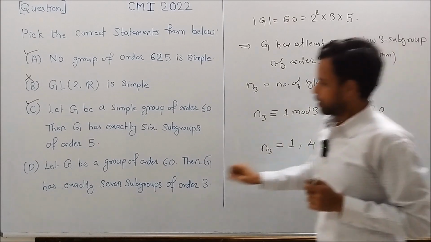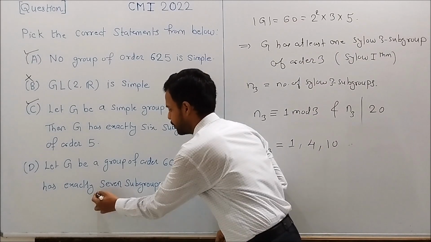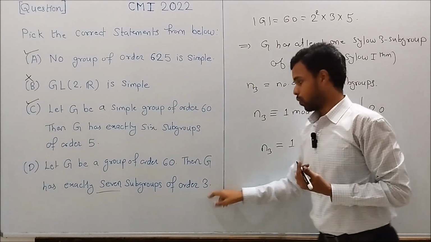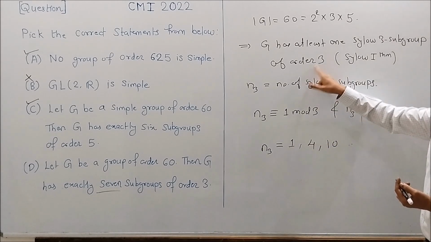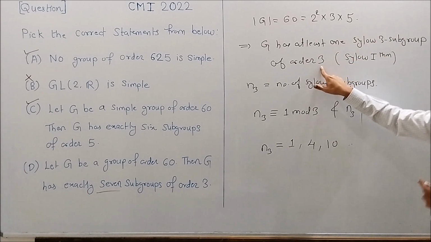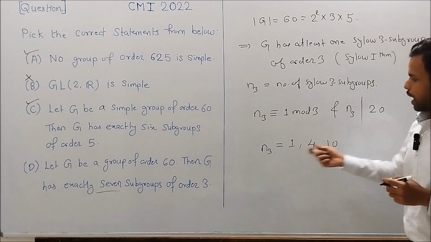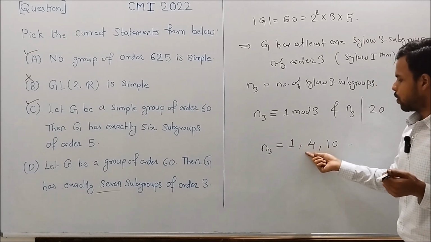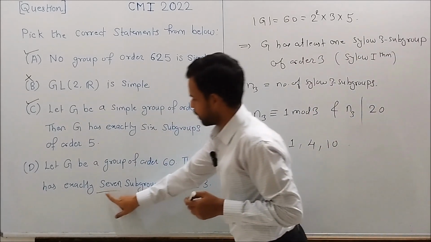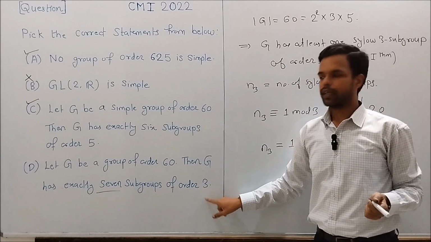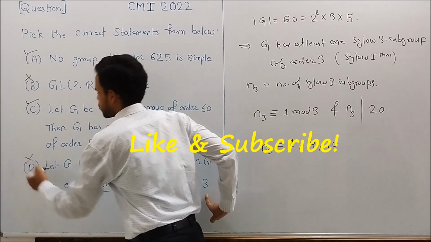So the statement in D states that G has exactly 7 subgroups of order 3. No, because n3 can be 1, 4 or 10. Each Sylow 3-subgroup has order 3. So G has either one subgroup of order 3, or 4 subgroups of order 3, or 10 subgroups of order 3. But G never has 7 subgroups of order 3. So the statement in D is incorrect, that is, wrong. So we mark it as cross.